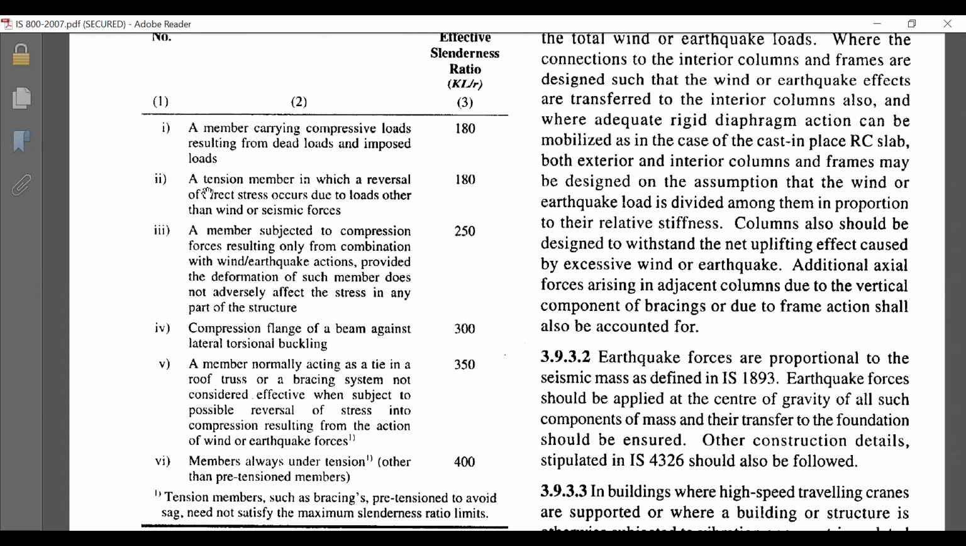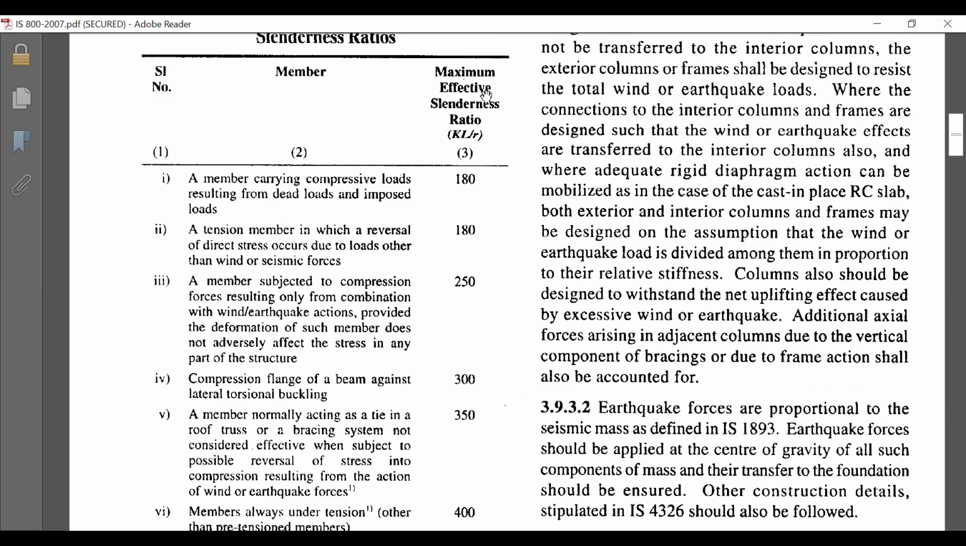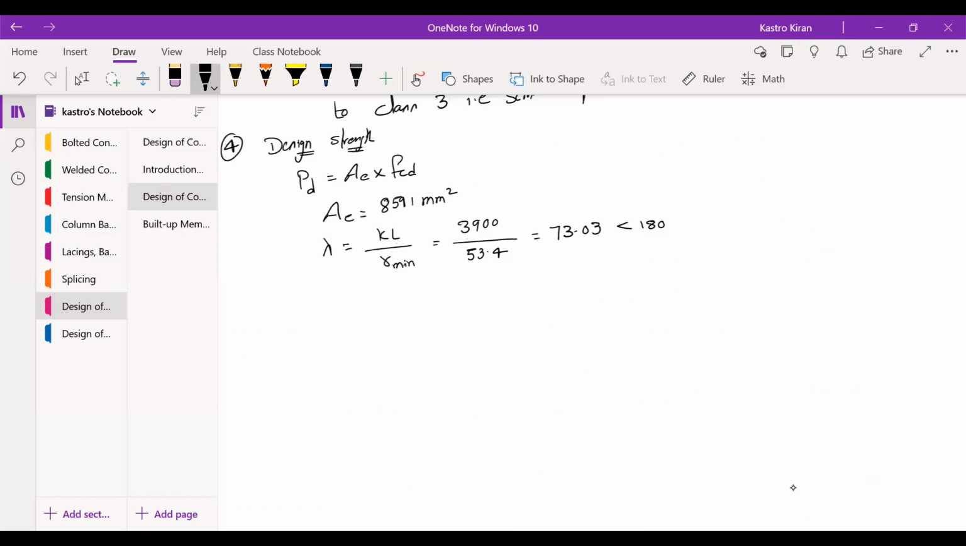It's a compression member. So for the first case, a member carrying compressive loads, a compression member carries compressive loads. So for compression members, the maximum effective slenderness ratio, that is KL by R value, should not be greater than 180. Right? The maximum slenderness ratio value is 180. It cannot go beyond that. And that's how I told here it is less than 180. So therefore it is safe. So this 180 is obtained from that particular table.